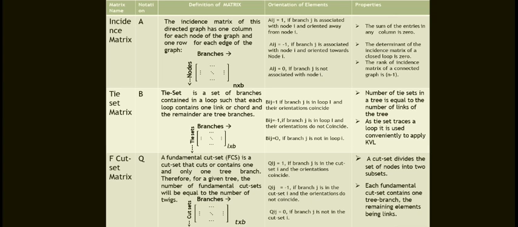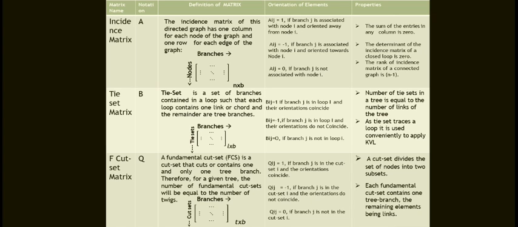Here Bij is equal to 1 if the branch j is in loop i and the orientation coincides with that loop. Bij is equal to -1 if branch j is in the loop and their orientation does not coincide, right? So this indicates the minus 1. Bij is equal to 0 if branch j is not in loop i. So these are the three conditions we need to take into account to solve the problem.